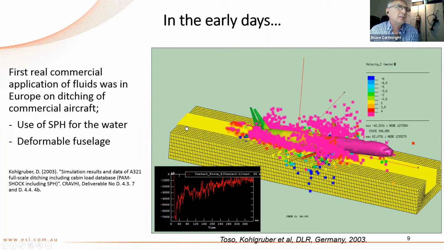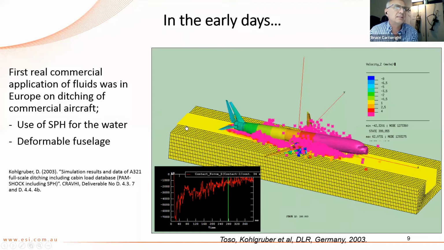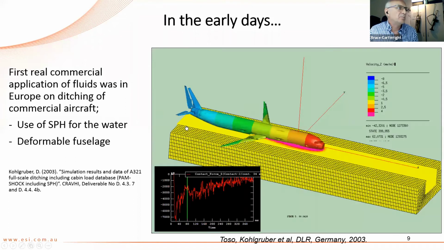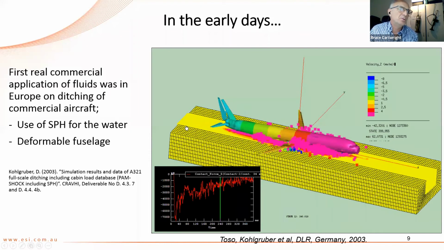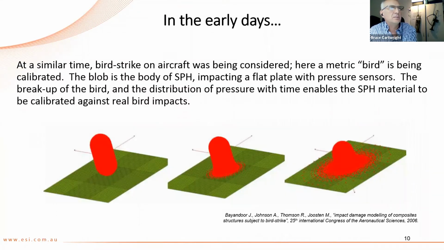But you can see the plane impacts. We can measure forces and things on these things. This is quite early work. Much later on, they're looking at deformable models, much higher resolution of the water and these sort of things. And these days, this is actually an acceptable process for modeling the ditching performance of your aircraft and for the bird strike on aircraft.